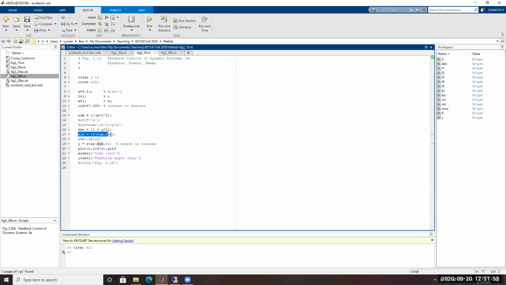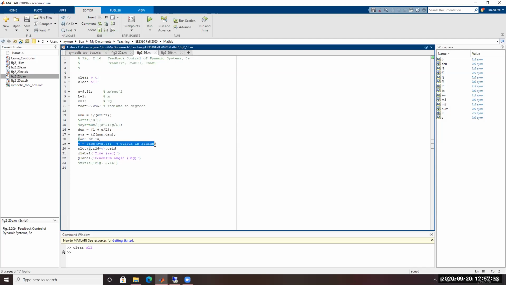Then we define the system, we call it TF, short for transfer function. Then we have the numerator and denominator. Then we define the system. Then we can also define the time: the starting time, the final time, and the resolution. This would mean we want to know the time for every 0.02 seconds. Then we can call step, with the system defined here and the time defined here.